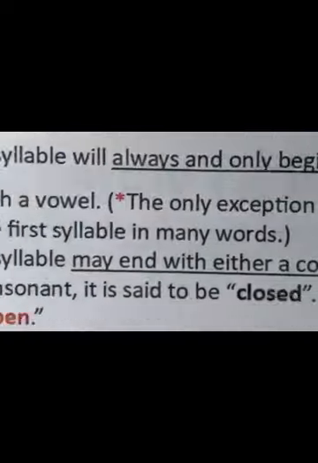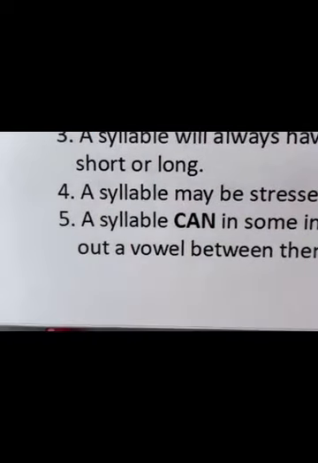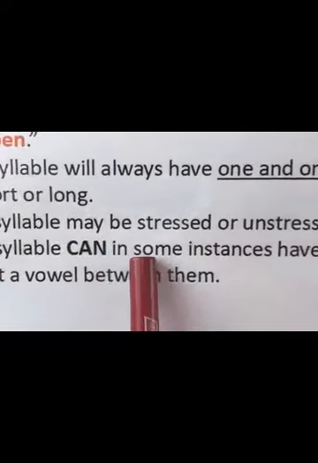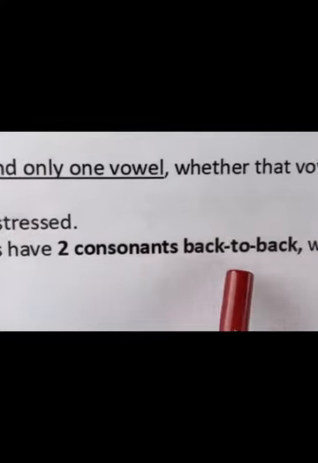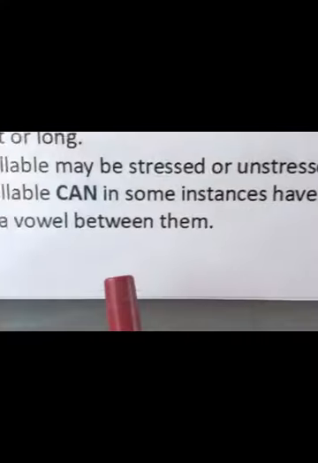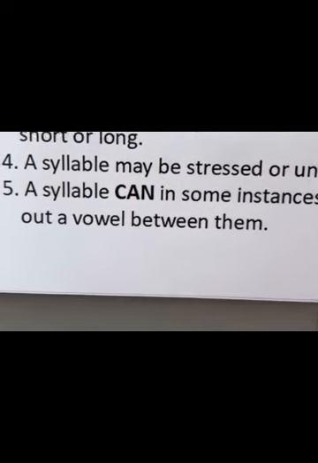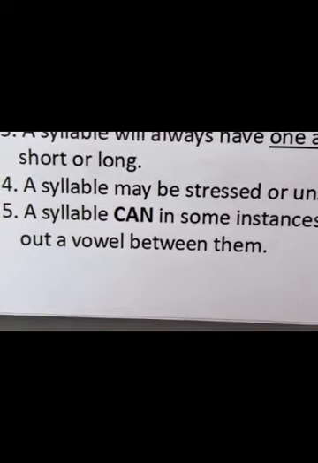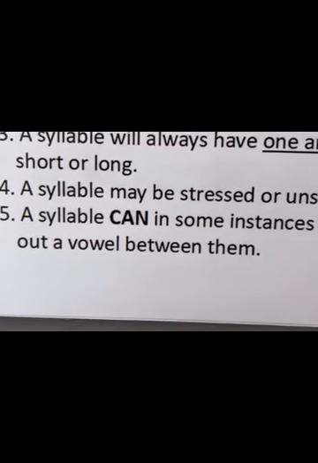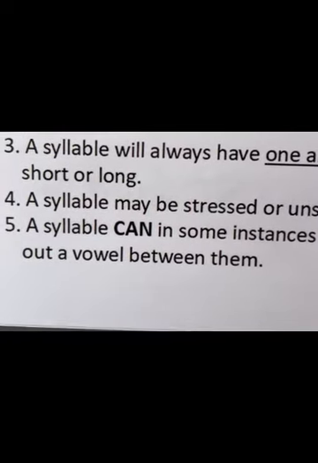All right, finally, rule number 5. A syllable can, in some instances, have 2 consonants back to back without a vowel in between them. So you can't have 2 vowels back to back, but you can have 2 consonants back to back in a particular syllable.